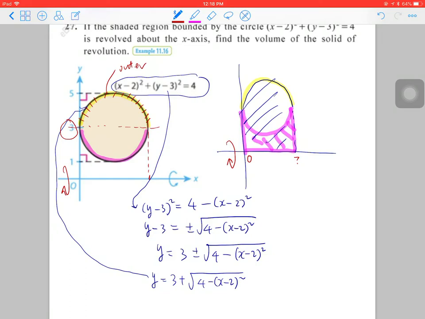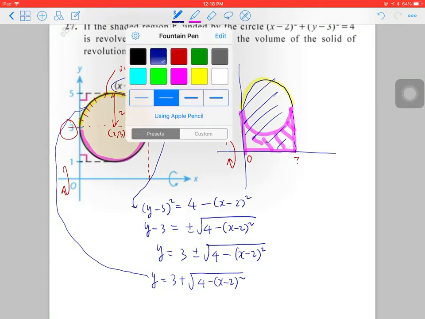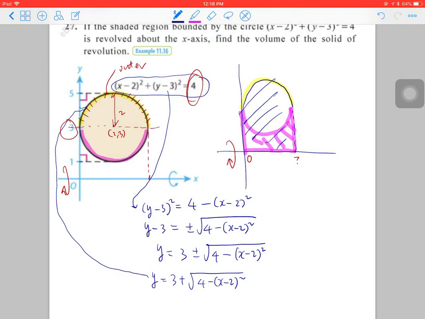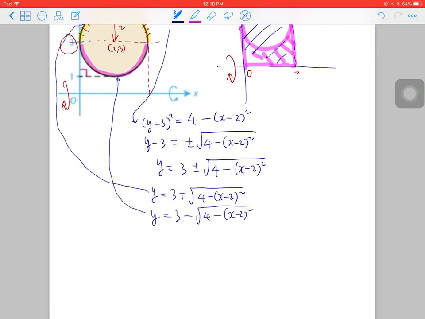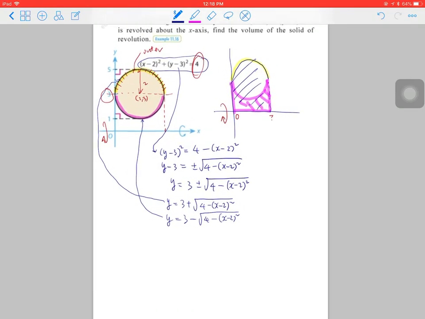It is given. If it is not given, you should know, because you know the equation of the circle where the center is (2, 3), right? The radius is 2. So we know that the yellow curve should have the equation y equals 3 plus the positive square root of something. And the purple curve here, y equals 3 minus the square root of 4 minus (x minus 2) whole squared. Right? Now we have upper and lower.